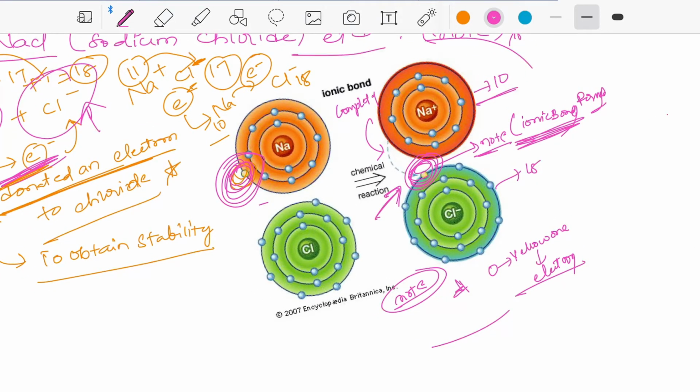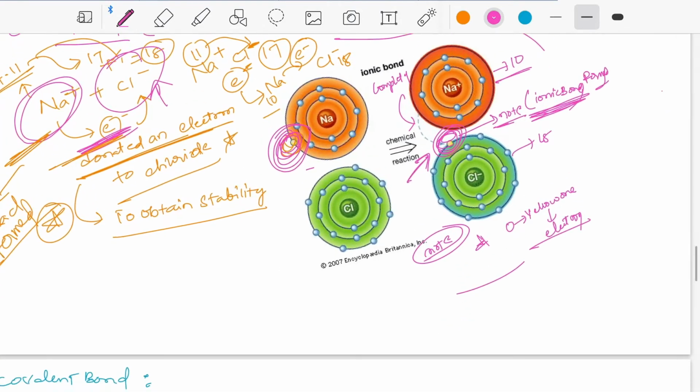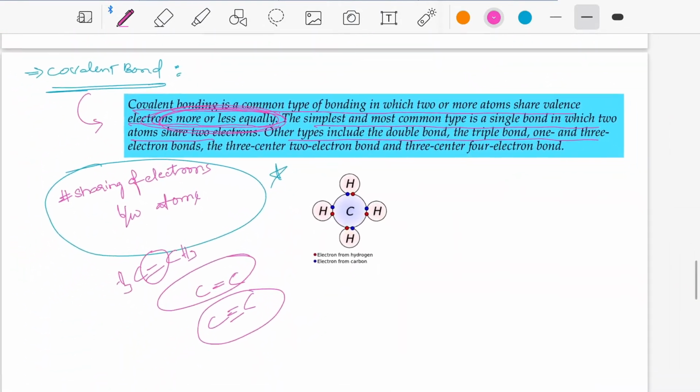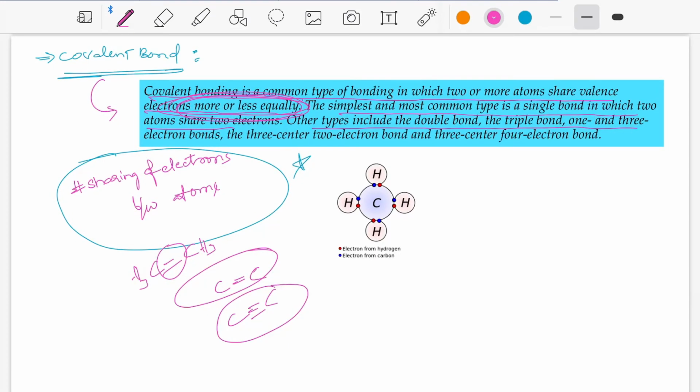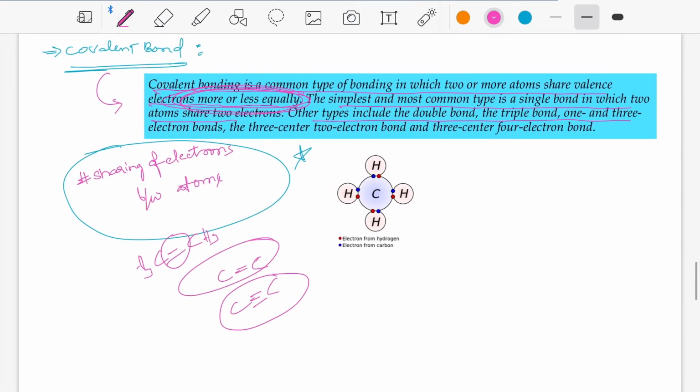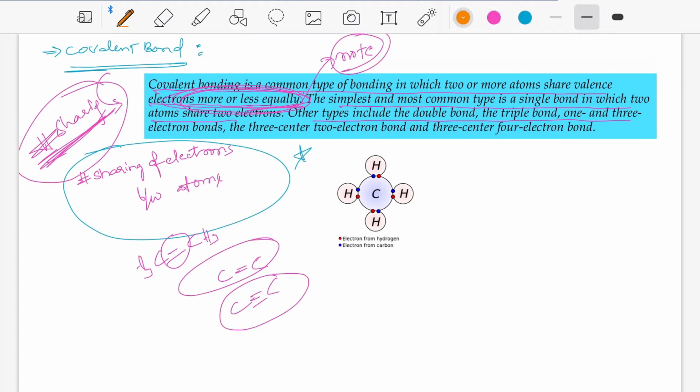Okay. Next we discuss the covalent bond. What is a covalent bond? Generally, when we hear the word covalent bond, it's due to the sharing of electrons, but in the case of ionic bond, it's a complete transfer of electrons. So a covalent bond is a common type of bonding in which two or more atoms share valence electrons more or less equally. This term we have to note. More or less equally.